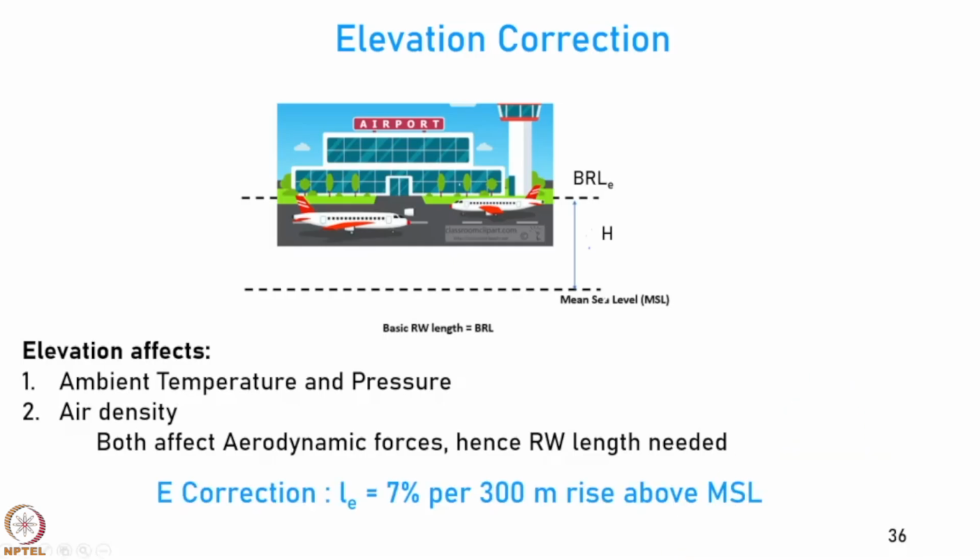Okay. So, the correction recommended by ICAO is that for every 300 meters increase in the altitude above the mean sea level, you must add 7% to the runway length required. So, remember this, 7% for every 300 meters or about 1000 feet. Okay. So, if you are at 5000 feet, then 35% more.